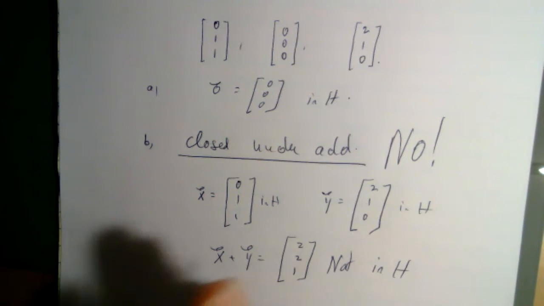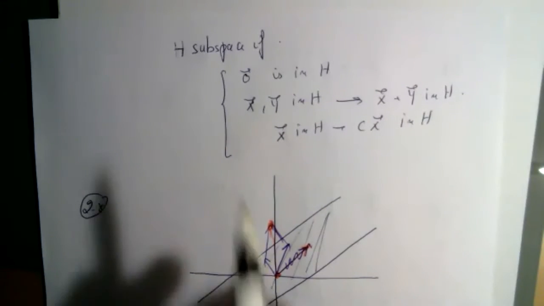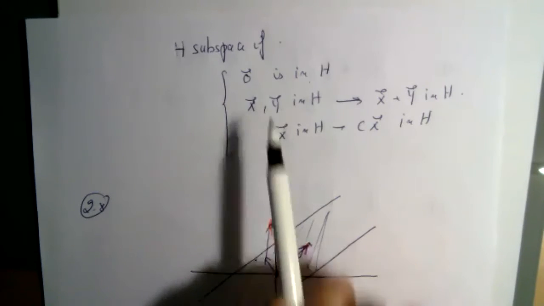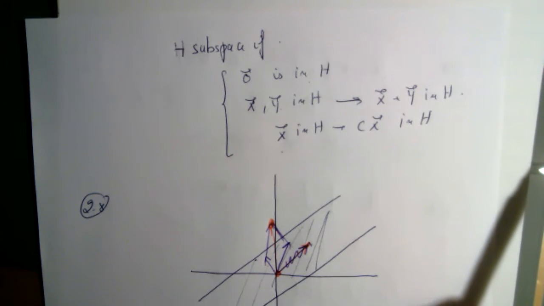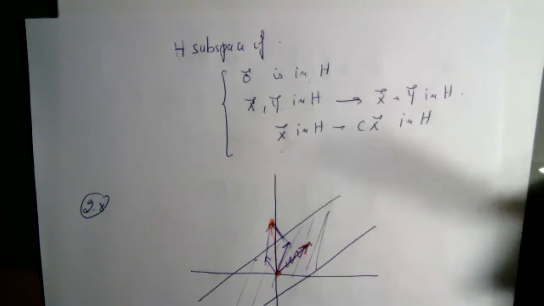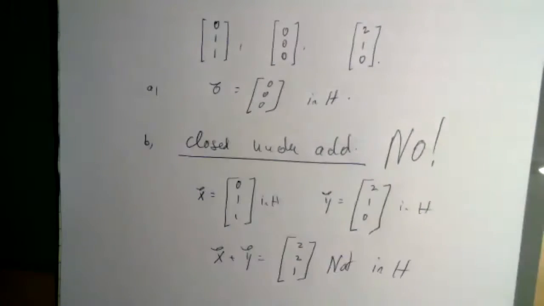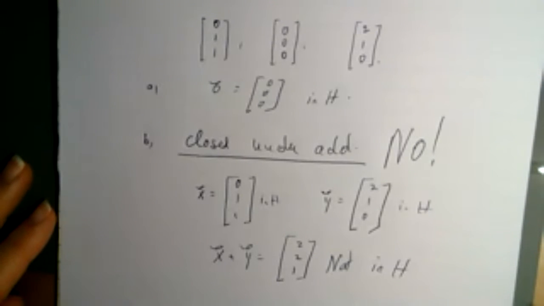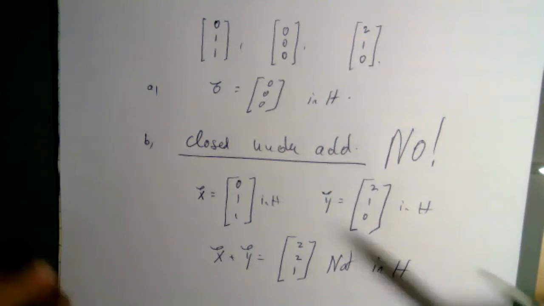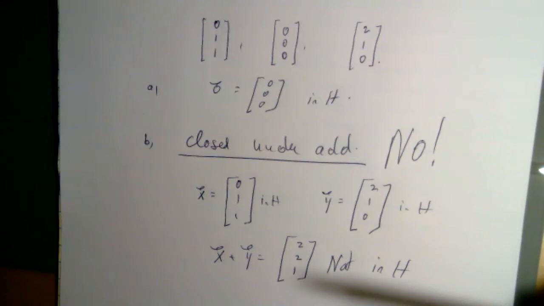H will be called a subspace if all three properties hold, all of them: 0 in it, this holds, and this holds. If one of them fails, I don't care which one, it's not a subspace. So it only is a subspace if the addition property and the multiplication property hold. Now it doesn't satisfy this property, so I'm done. It's not a subspace. I don't have to go any further. I can stop. If B were satisfied, I'd have to check C. If C is satisfied, fine, it is a subspace.